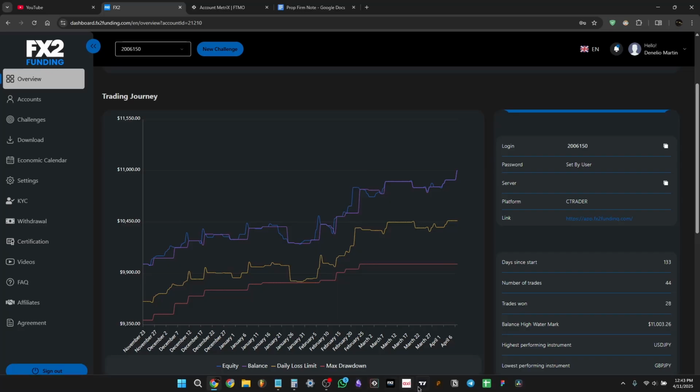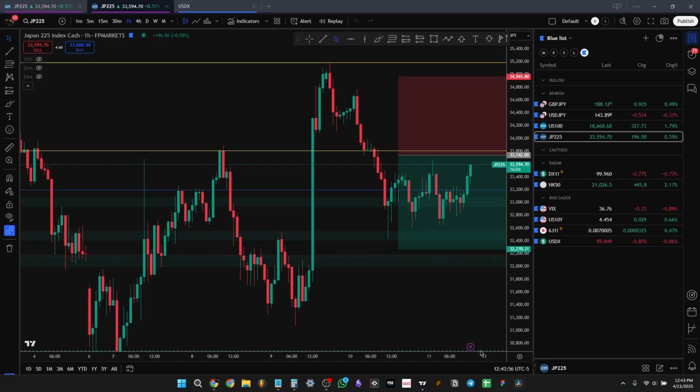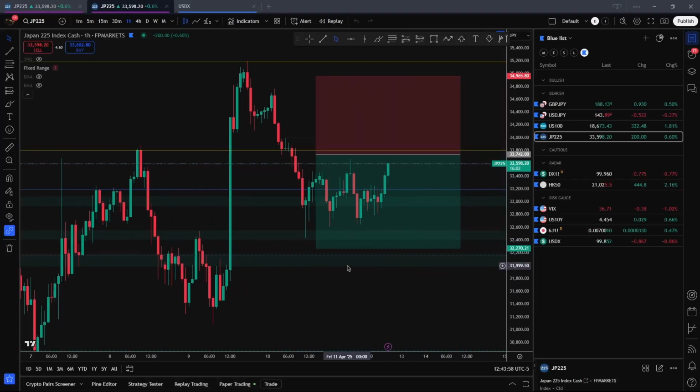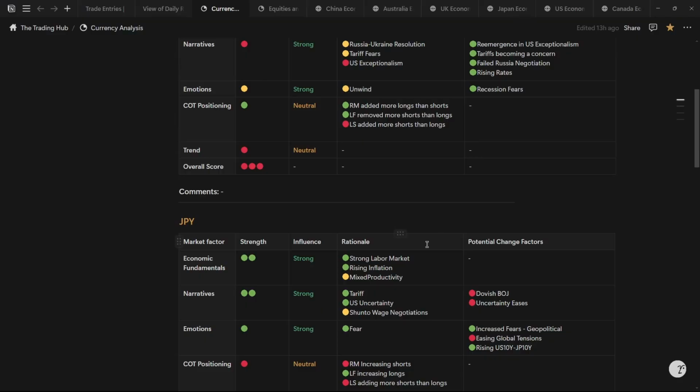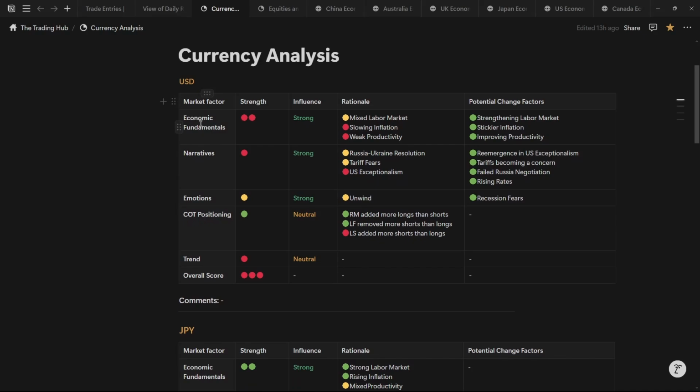And the strategy that I use, I'll just open TradingView here. I talk about my strategy basically every day on YouTube. Every video that I post is literally just my strategy in action. So I have this right here, which is basically what I use to create my bias. I look at the different factors that drive price: the economic fundamentals, narratives, emotion, COT, positioning, and trend. And then I basically give all of these a score.